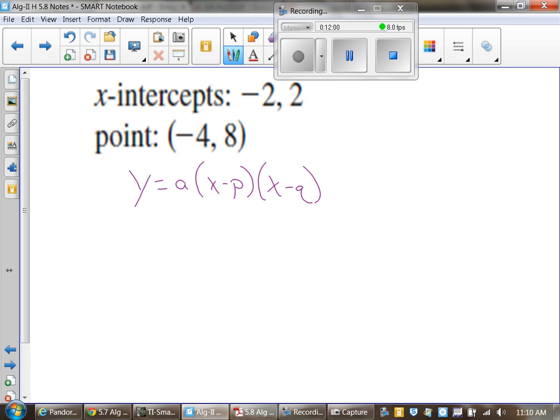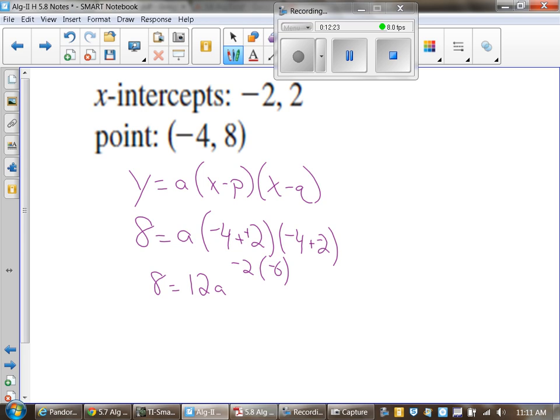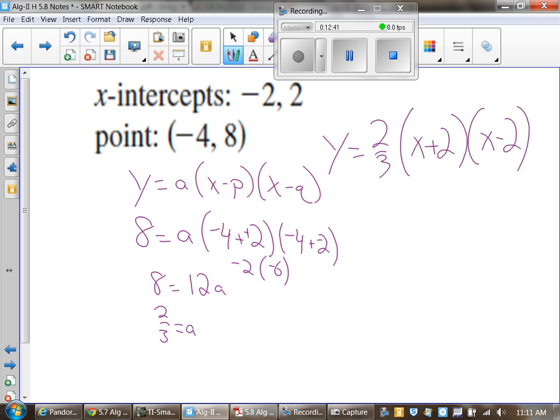Very good. All right, so fill in the blanks. 8 equals a times negative 4 minus negative 2, times negative 4 minus 2. So I have negative 2 times negative 6. You guys get 2/3? And then lastly, we go back to rewrite. Y equals 2/3, and you're done.